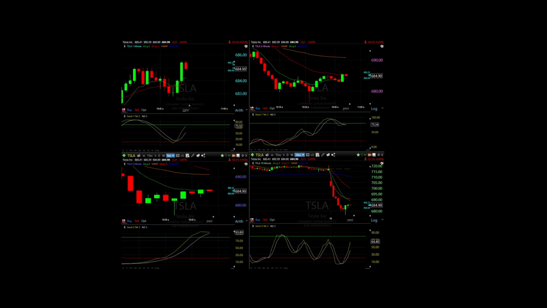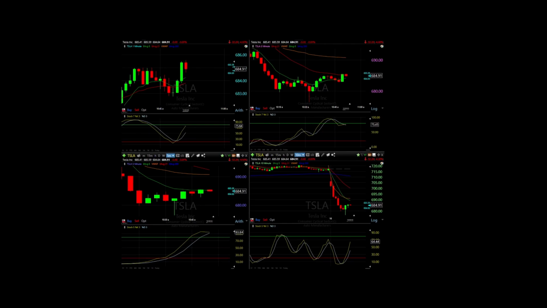The stochastic on the 1 doesn't look great, but the 2 looks good. The 5 is starting to cross down. The 10 doesn't really look great, but what matters more than that is that 2-minute 21. That is such a powerful play. So like I said a few minutes earlier in this video, I was going to ignore the fact that the line hadn't gotten there yet because of what was setting up here, which was a 2-minute 21 short.